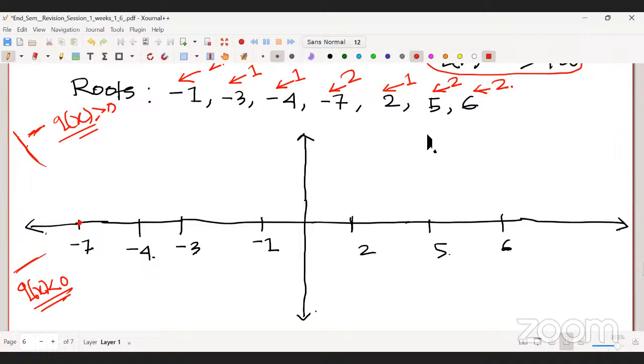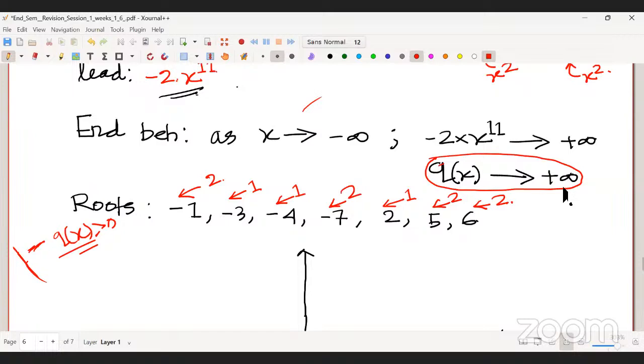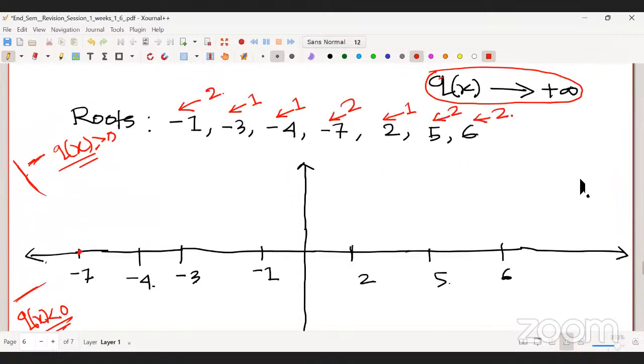As you can see, your q of x is precisely going towards plus infinity, so you should come from above your x-axis. It will come like this and reach the point minus 7, and then it will bounce back. Then again it will come to the point minus 4, 0. It will cross, because the multiplicity of minus 4 is 1, right?